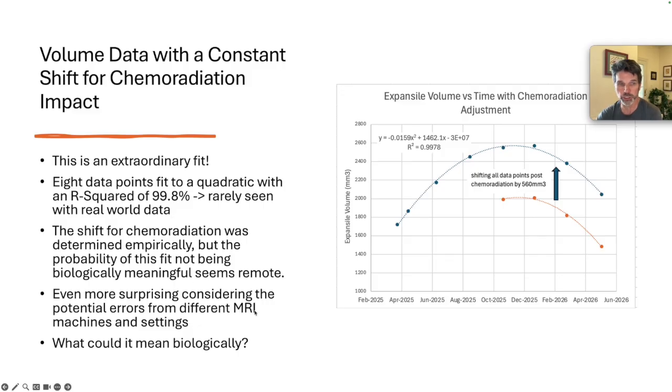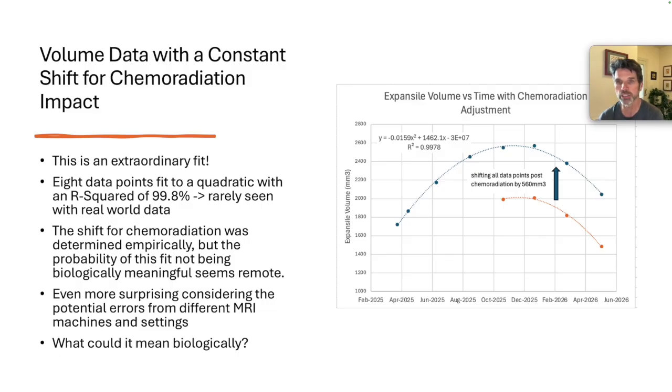And the other thing that's really surprising is that each one of these data points came from a different MRI machine with its own set of parameters. So there are subtle differences in there. The fact that you don't see more error around that fit is another extraordinary thing to take out of this data. So again, we're trying to figure out what it means biologically, because it could be an important clue moving forward.